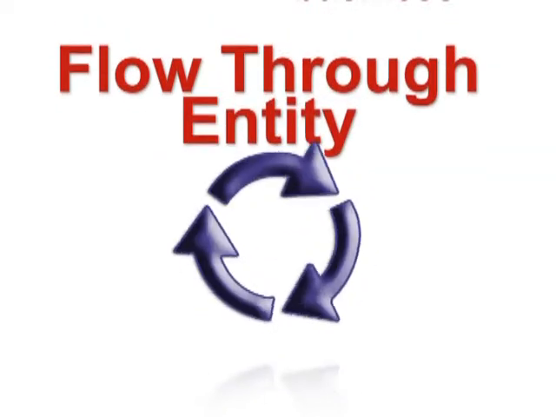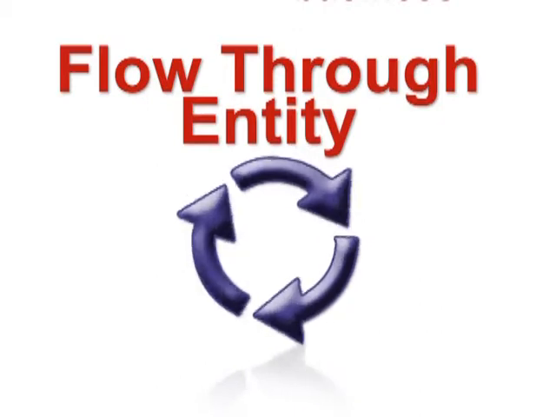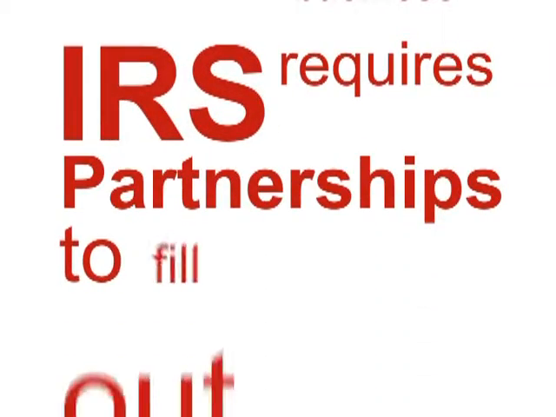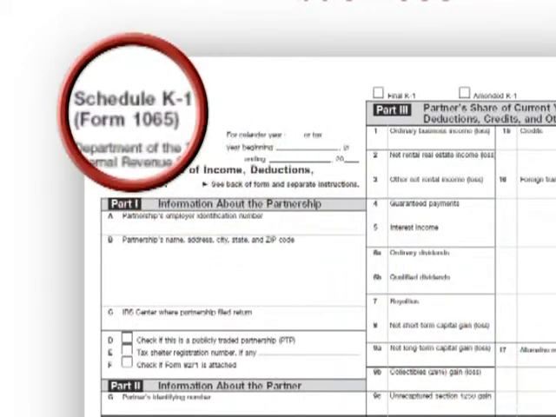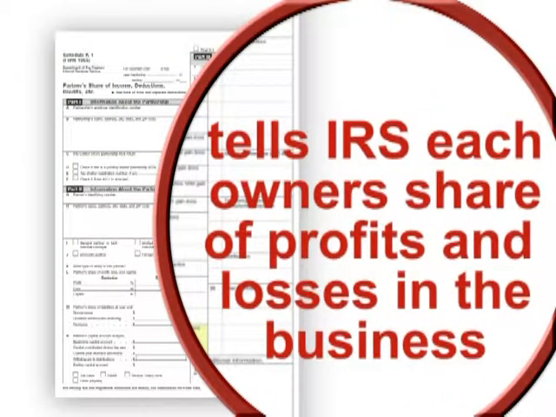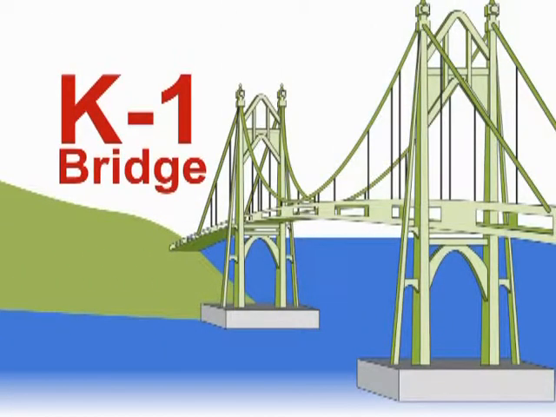A partnership is a flow-through entity. What does that mean? A flow-through entity means the entity itself doesn't pay any taxes. The IRS requires partnerships to fill out Form 1065. One of the important parts of this tax form is a schedule within the 1065 called Schedule K-1. The K-1 tells the IRS what each owner's share of the profits or losses are in the business. We'll use an example of the bridge to help us understand Form K-1. Going back to our example of the island, think of the partnership as an island as well.